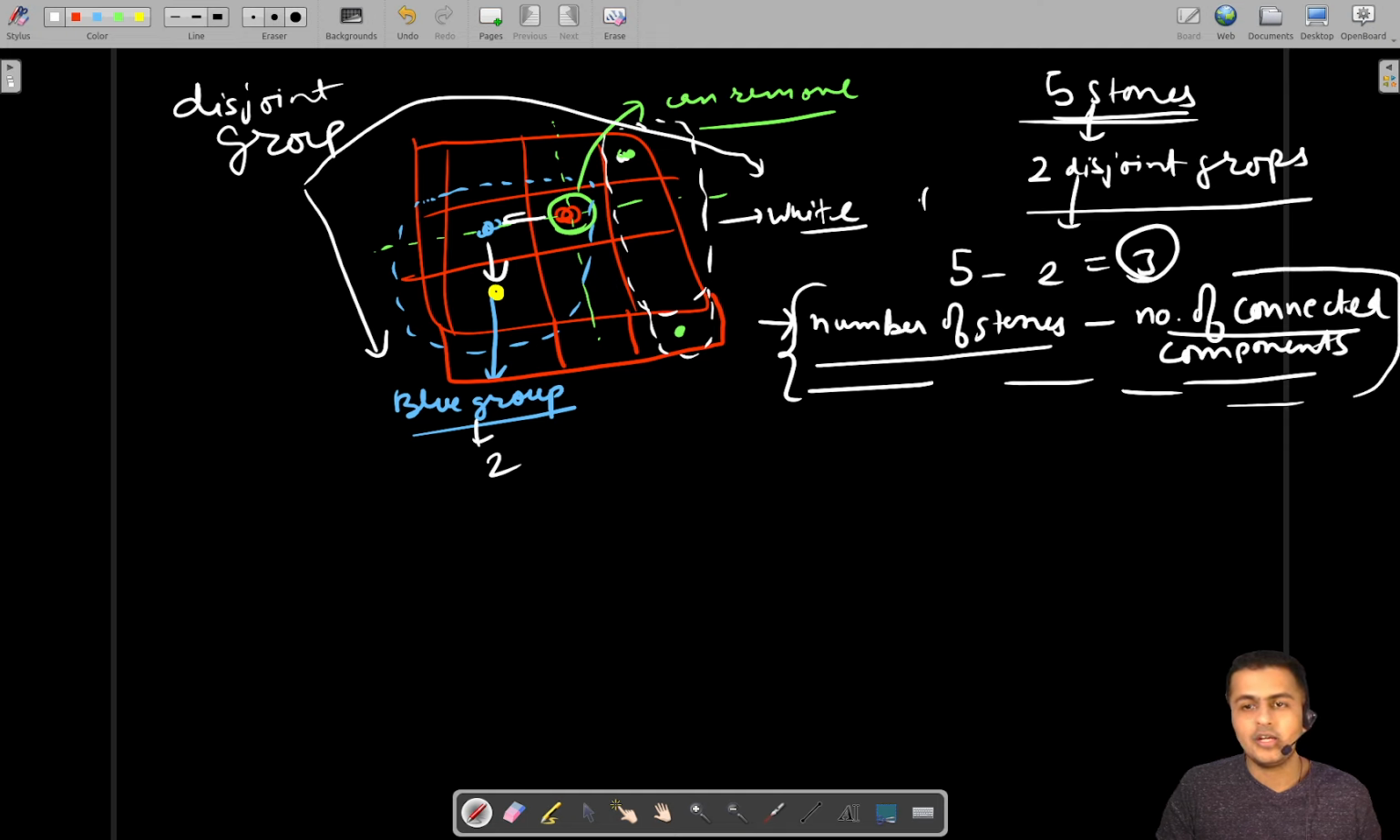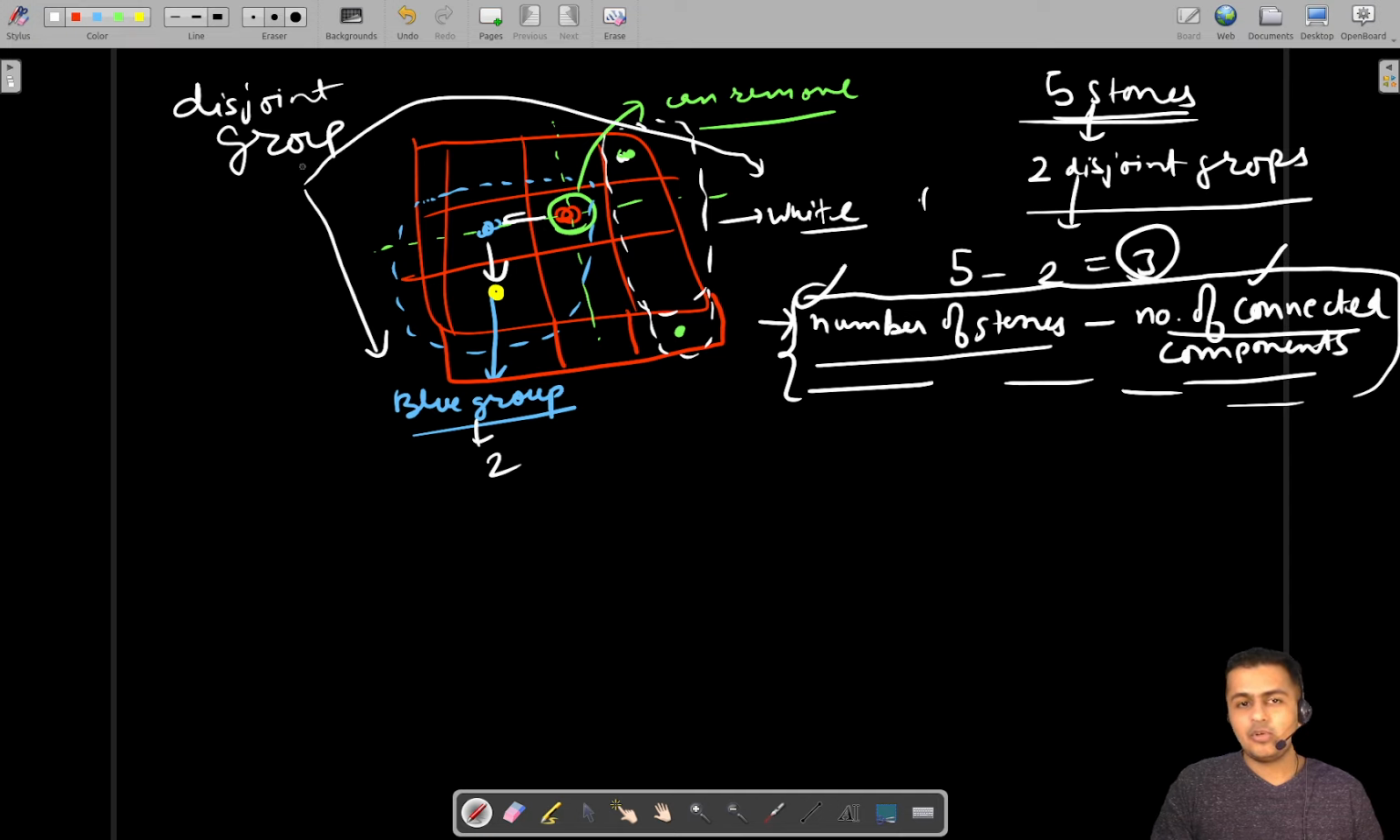Okay, you have to find the number of stones, which is already given to you, that is the size of your stones array, and the number of connected components, for which you should be finding out the number of groups that you can make basically. So you should figure out a way to find the number of connected components. The whole problem boils down to finding the number of connected components. So let's see how we can do that.